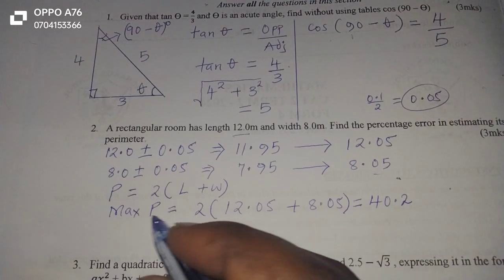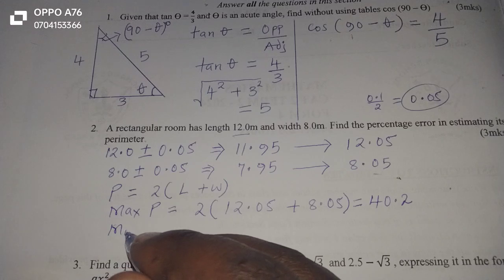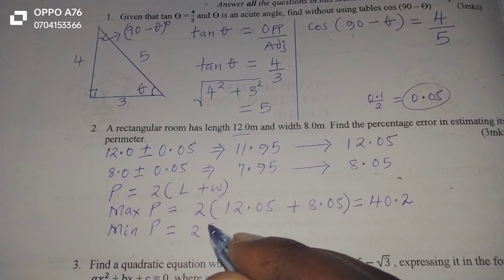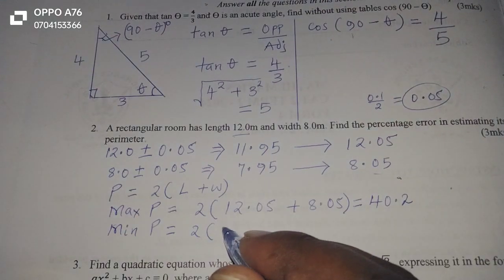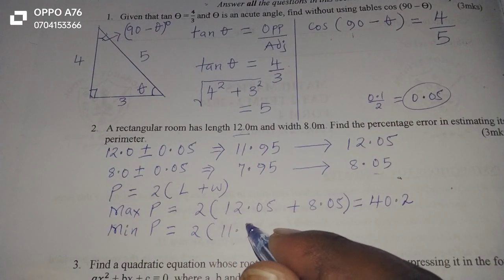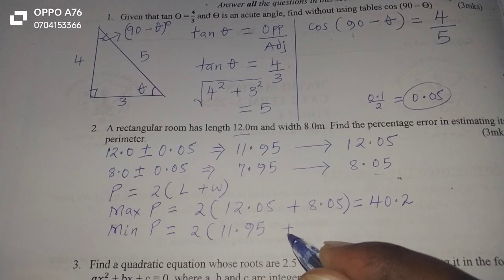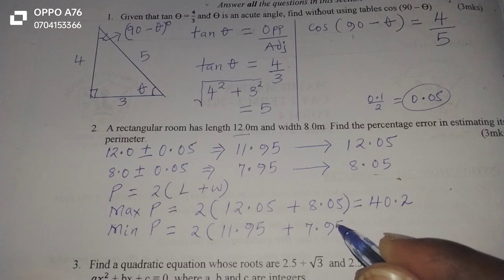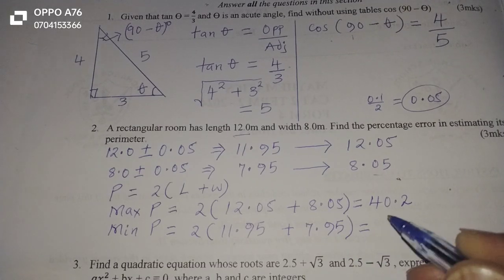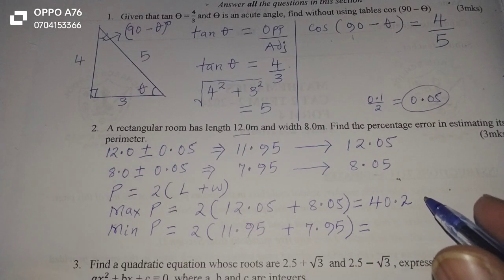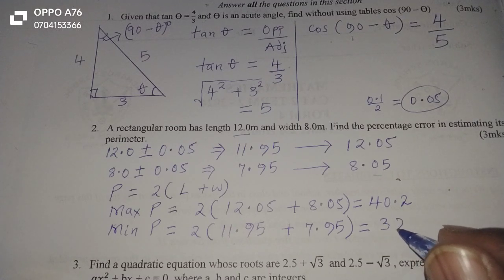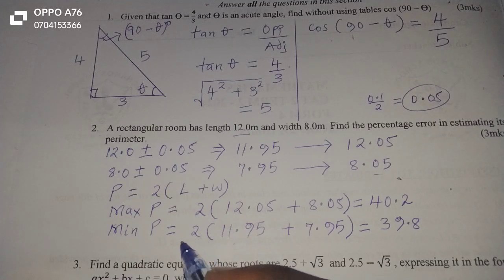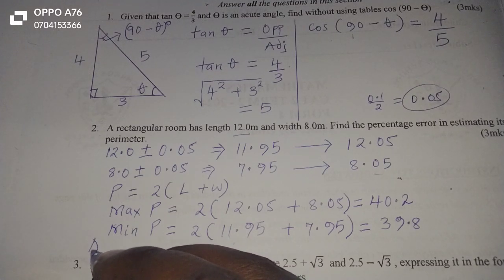meters, of course. We're also going to talk about the minimum perimeter, which will be given by 2 multiplied by the minimum length, 11.95. Then we add 7.95, the minimum width, and this is going to give us exactly 39.8 meters. And we're also going to calculate the actual perimeter.